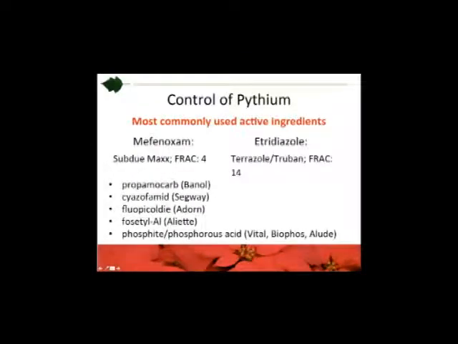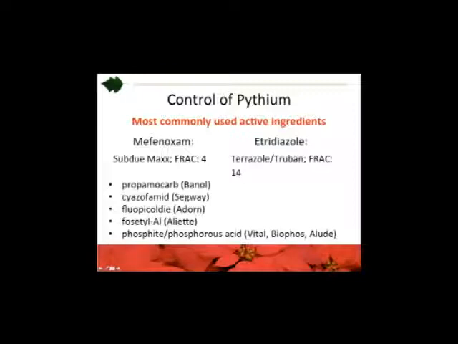So I wanted to go over our recommendations and how we recommend the control of Pythium. In the past, it was overused throughout the greenhouse industry, and not just for Pythium but also for Phytophthora: Mefenoxam, or the older chemistry called metalaxyl. This is in a fungicide mode of action group that we call FRAC 4. However, another chemistry very commonly used is etridiazole, the active ingredient found in Terrazole or Truban, and also one of the actives found in Banrot.